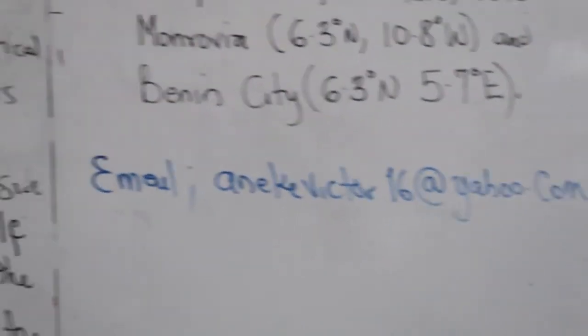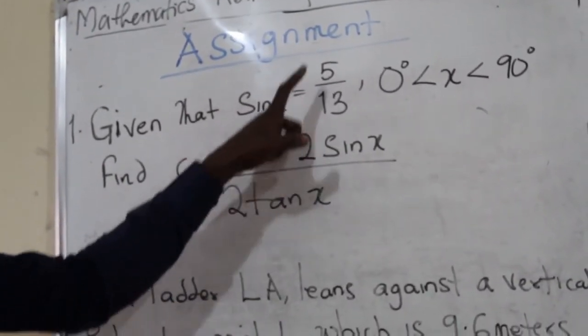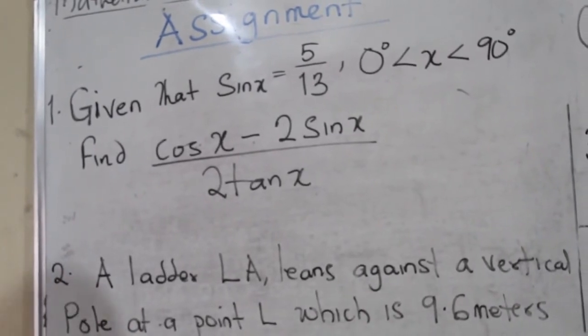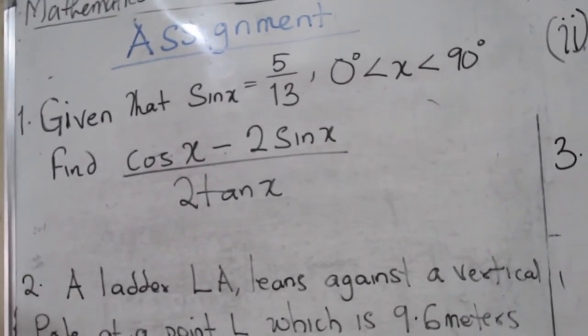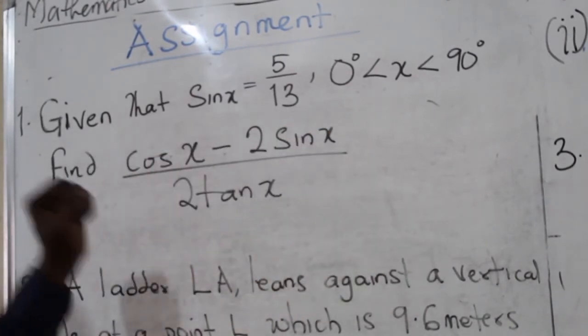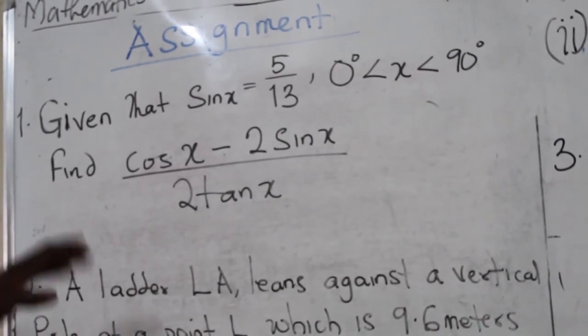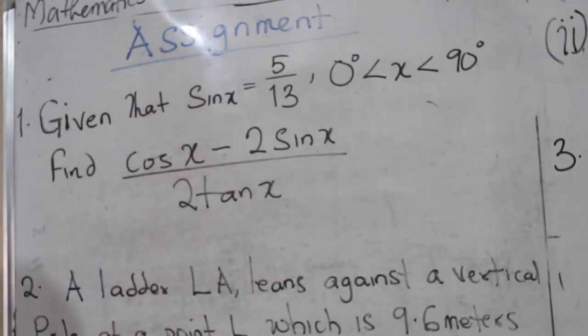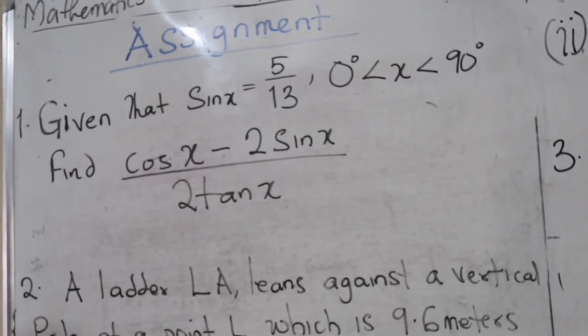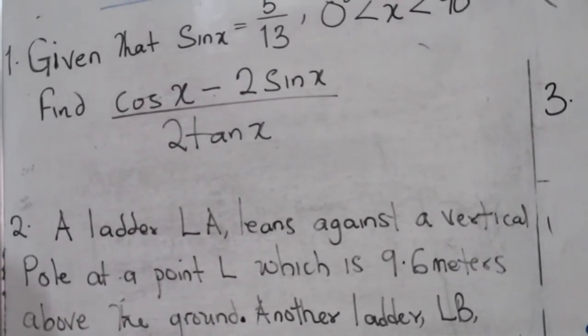The questions are here. The first one says, given that sine x is equal to 5 over 13, and x is between 0 and 90 degrees, find the value of cos x minus 2 sine x all over 2 tan x. That's a simple one to do. I'm sure if you know the drill, you'll know what to do.